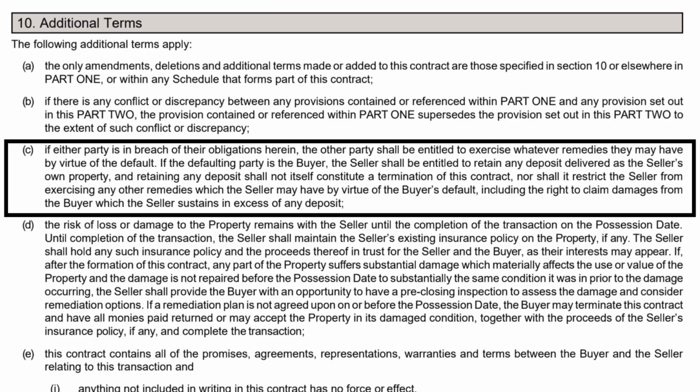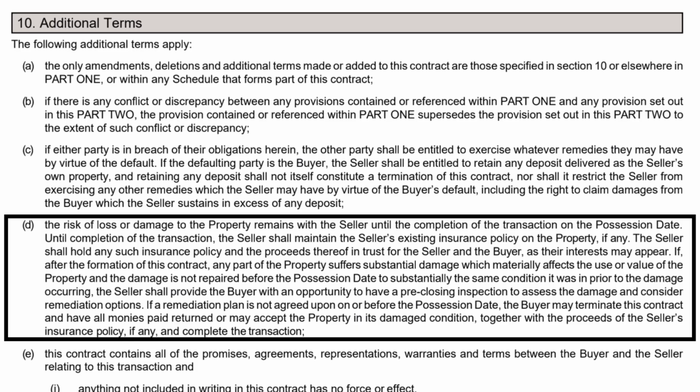Breach of contract. This section explains what happens if one party breaches the contract. So for example, if the buyer defaults, the seller may be entitled to keep the deposit and potentially pursue additional damages. It's important to note that keeping the deposit doesn't automatically cancel the contract. It still needs to be properly dealt with.